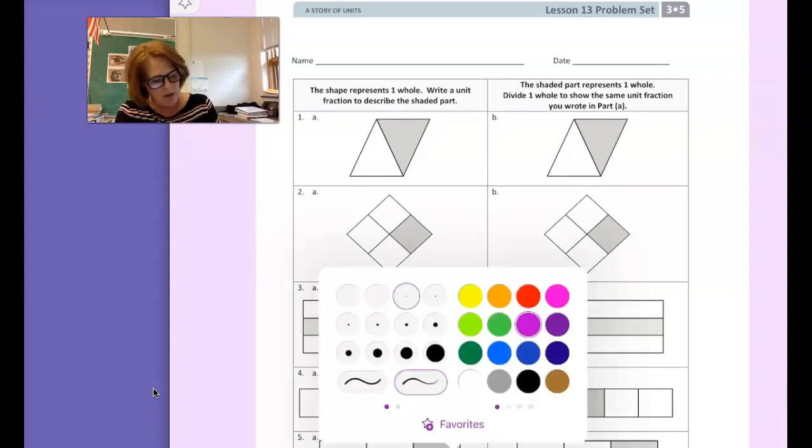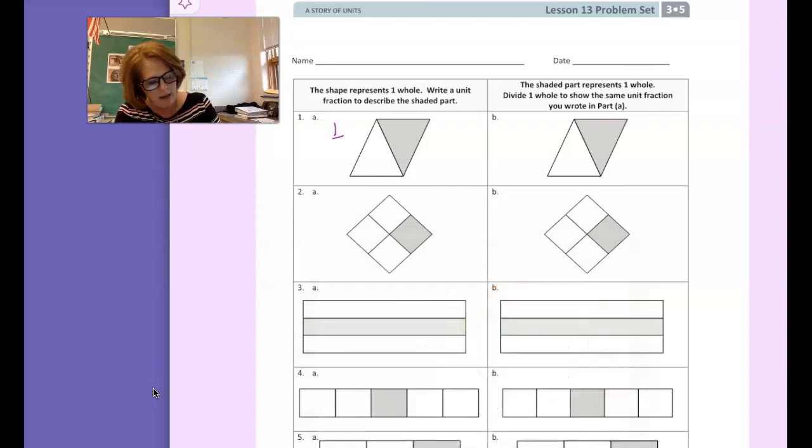So the shaded part here in letter A is 1/2. In number 2, it's 1/4. Now let's look at the second column. The shaded part here represents one whole. Okay, so now we're imagining in our head, this is the whole.